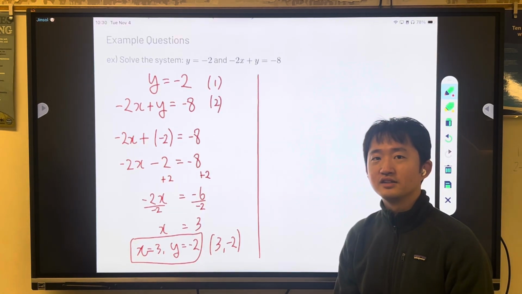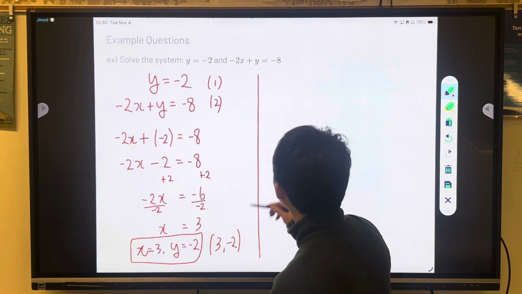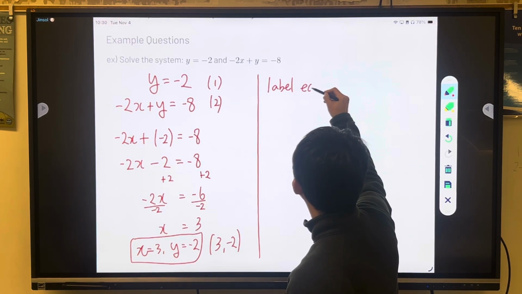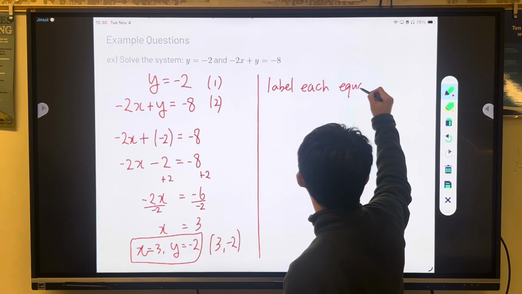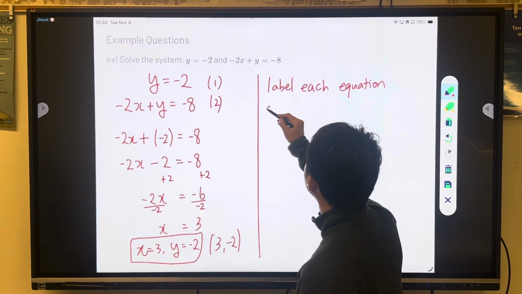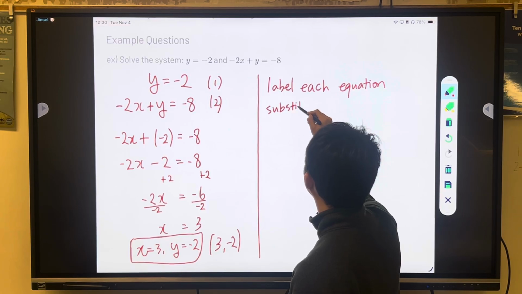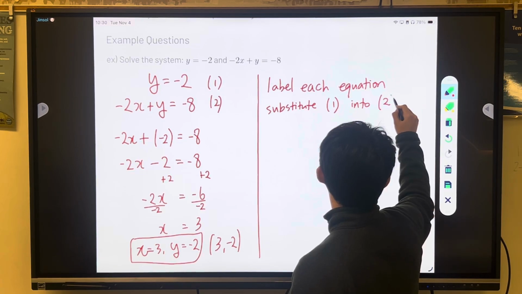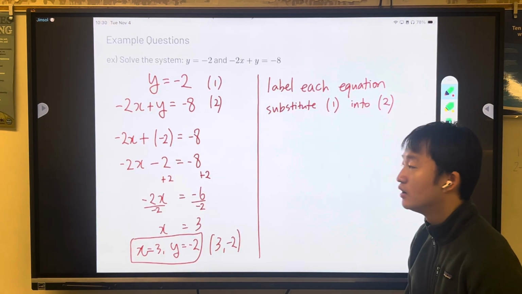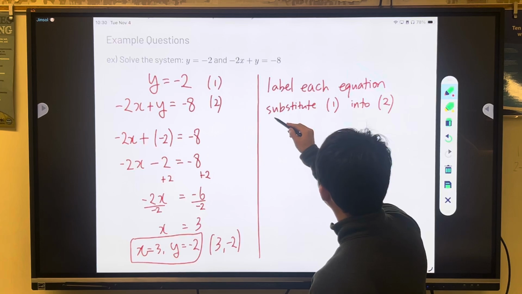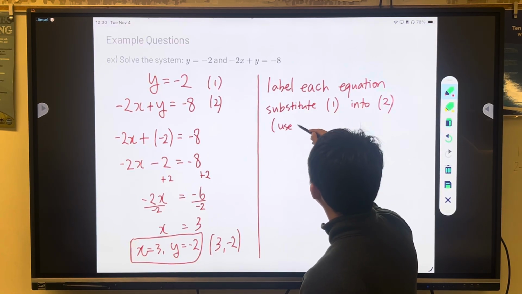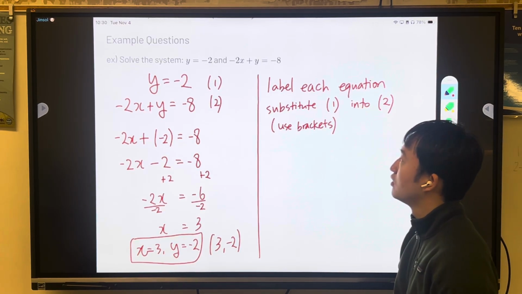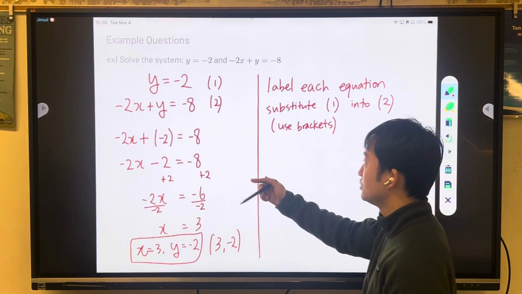Let me write down the annotation of each step that I followed. The first thing I did was label each equation and substitute 1 into 2. Let's also make sure that we use brackets. And then the steps after that are pretty straightforward.